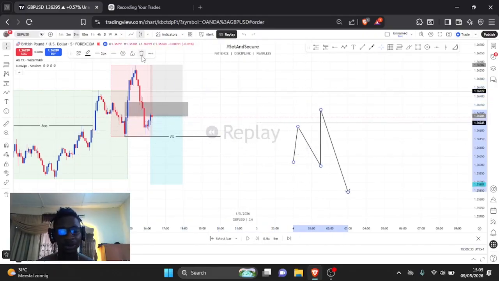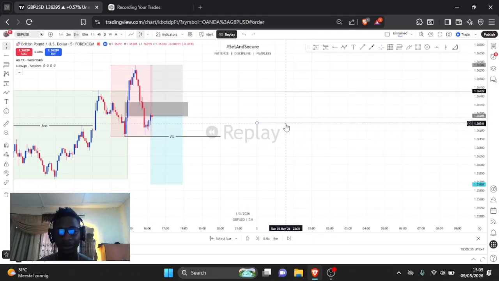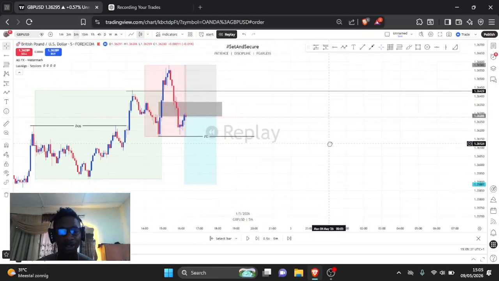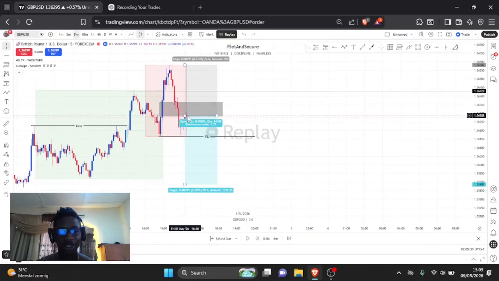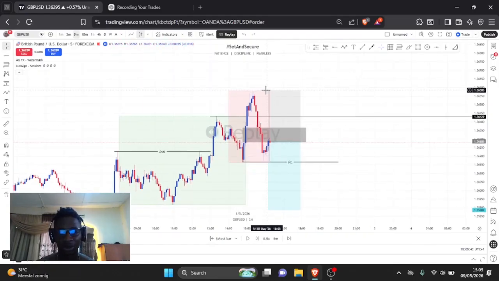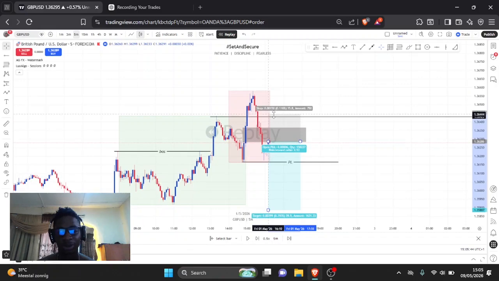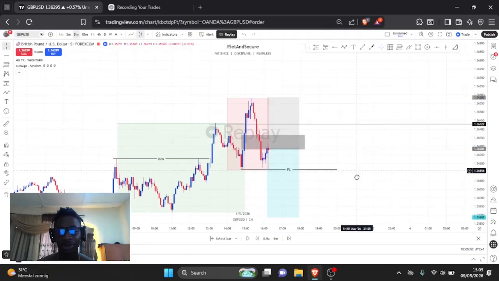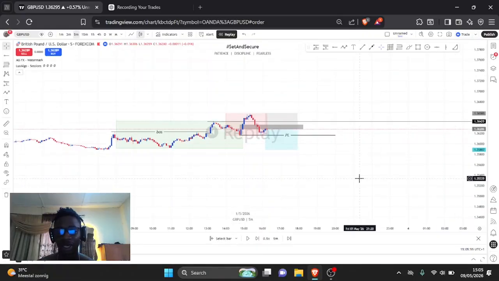Right, so we must have a liquidity sweep first. And as you can see, we've gotten into an inverse fair value gap. What I'm going to do is put my stop loss. Normally, people will be like, put your stop loss on this level right here, but no, I advise you put your stop loss on the previous liquidity sweep. And I target 2:1 and 3:1 ratio.